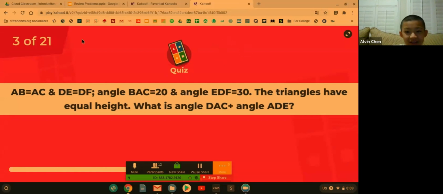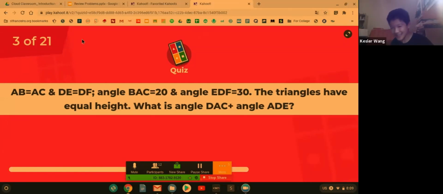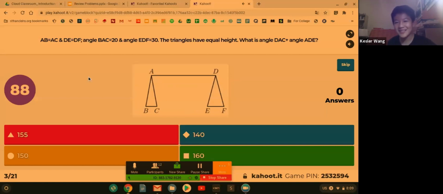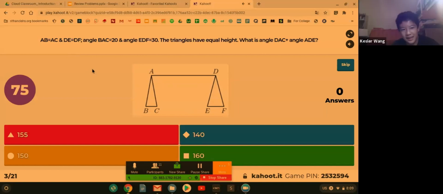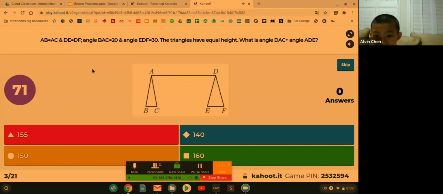Okay, AB equals AC and DE equals DF, angle BAC equals 20 and angle EDF equals 30. Find it. The triangles have equal height. AB equals AC, DE equals DF, BAC is 20, EDF is 30. They have equal height. BAC equals 20. I am going insane.